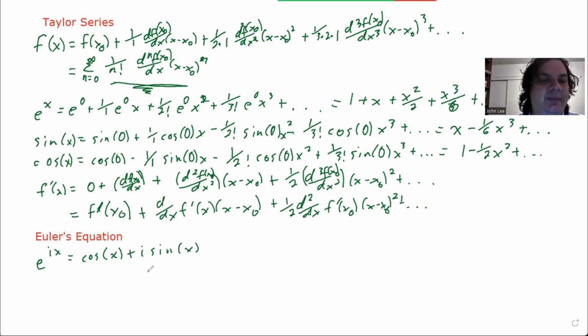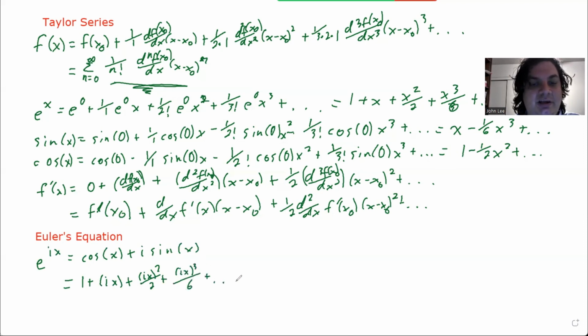And the way that we generally prove this, it's not actually a proof, and mathematicians will get mad at me for saying it's a proof, but the way we generally prove this is by taking the Taylor series for 1 plus ix plus ix squared over 2 plus ix cubed over 6 plus dot dot dot, and seeing that that is equal to 1 plus ix minus x squared over 2 minus ix cubed over 6 plus dot dot dot, which is going to be equal to cosine of x plus i sine of x's Taylor series.